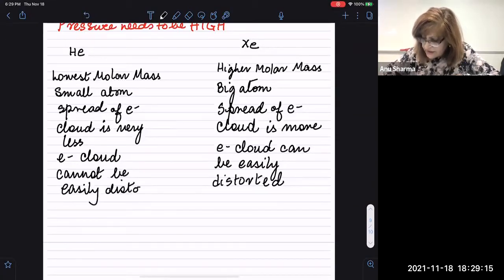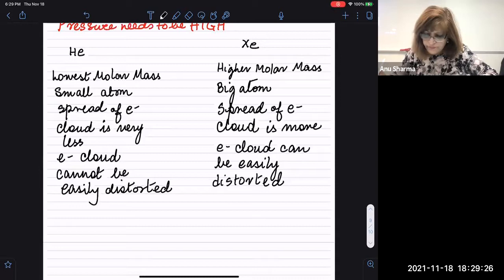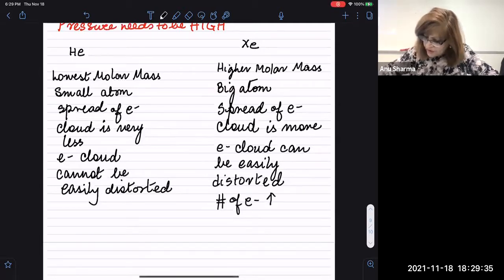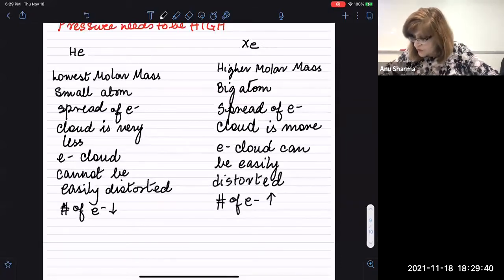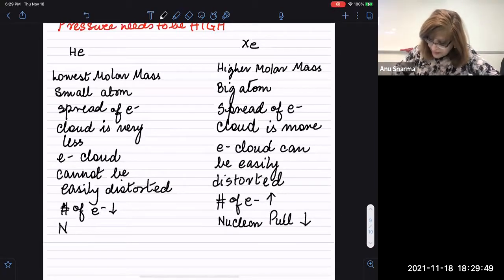And as a result, we also have this thing: the number of electrons is more here, and the number of electrons is less in the case of helium. We also see the nuclear pull. The nuclear pull comparison is less in xenon. In helium, the nuclear pull is more, so the electrons don't have much freedom.